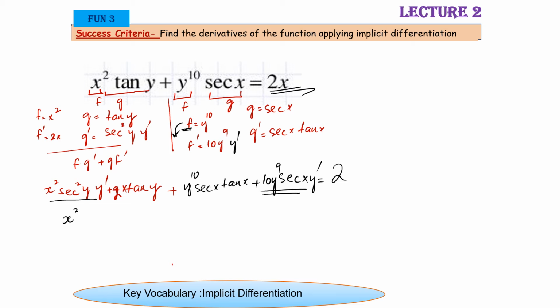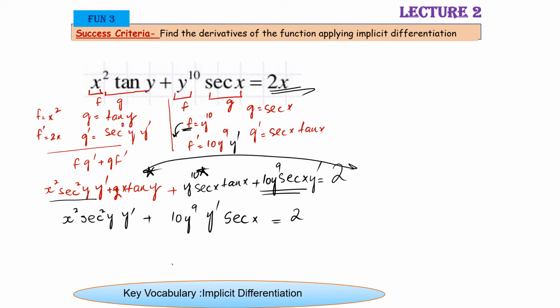That is x square secant square y, y prime, plus 10y to the power 9 y prime secant x as it is. Now bring the remaining terms on the other side. So on the other side already there is a 2. Bring this on the other side, you will get negative 2x tangent y. Similarly, bring this term on the other side, you will get negative y to the power 10 secant x tangent x.